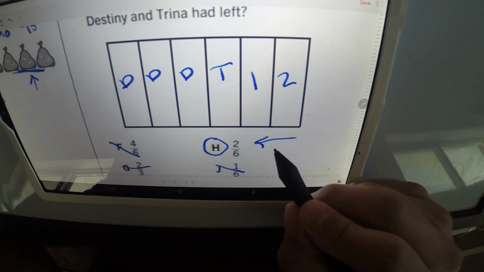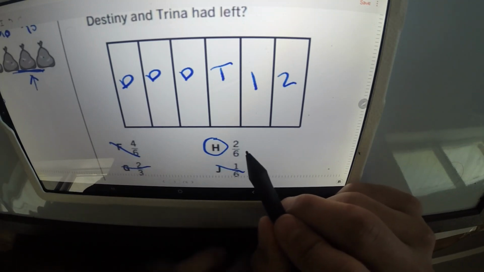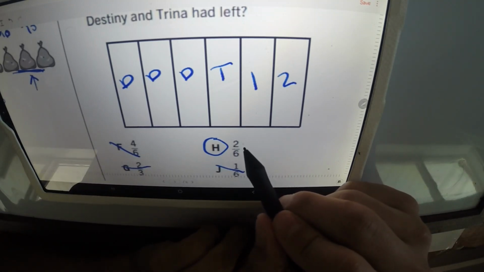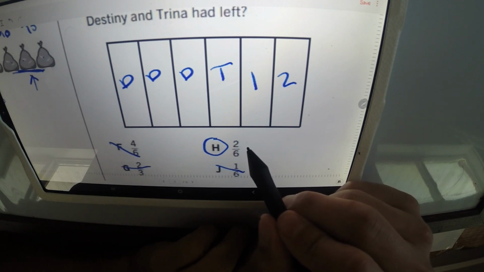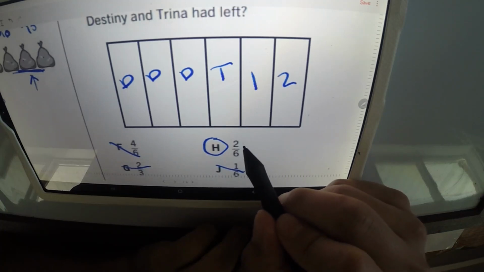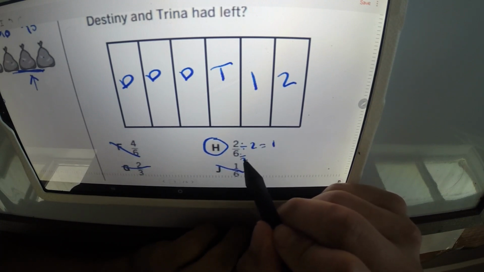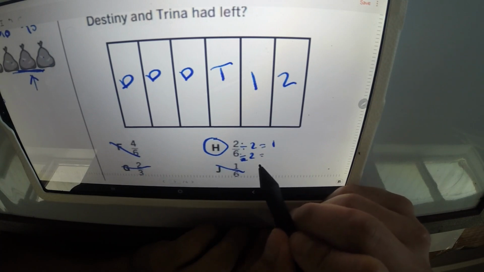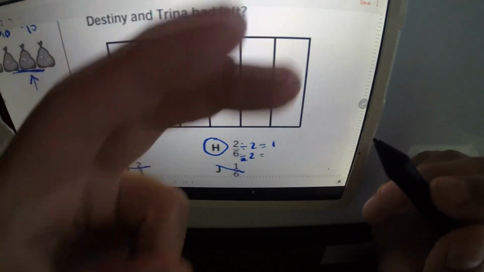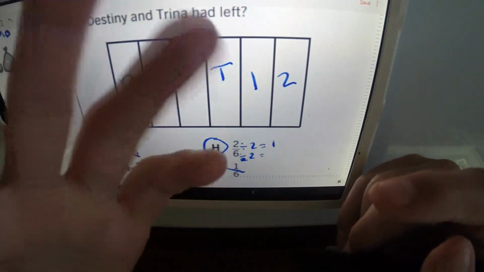2 out of 6. Now this is extra, but we're going to work on this anyway. If we wanted to break this down to a smaller number, we can. 2 divided by 2 equals 1. How many 2's are there in 2? There's 1. 6 divided by 2: how many 2's are there in 6? Well, let's count them. 2, 4, 6. So there's 3.